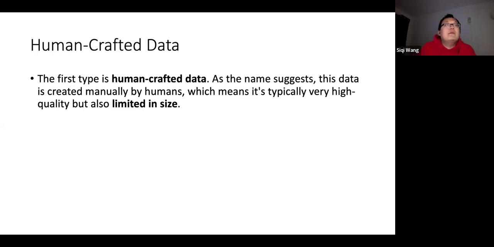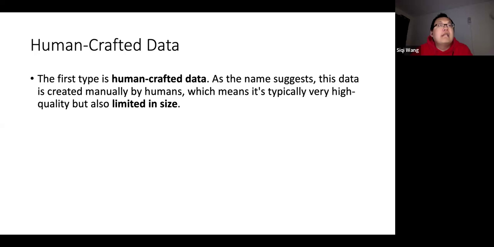The first type is human crafted data. As the name suggests, the data is created manually by humans, which means it's typically very high quality, but also limited in size.